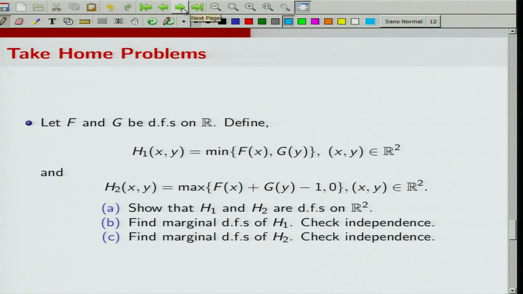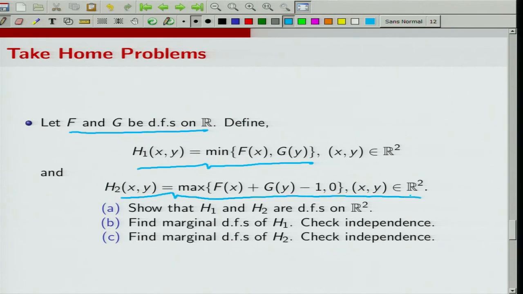So, let me give this as a take home problem. Let F and G be distribution functions on R. So, that means they satisfy the usual properties of distribution functions. I define h1(x,y) as the minimum of F(x) and G(y). So, this is a function on R2. I define another function h2(x,y), which is the maximum of F(x) plus G(y) minus 1, comma 0. This is again a function on R2. So, h1 and h2 are distribution functions on R2, that means they satisfy all the properties of 2 dimensional distribution functions.